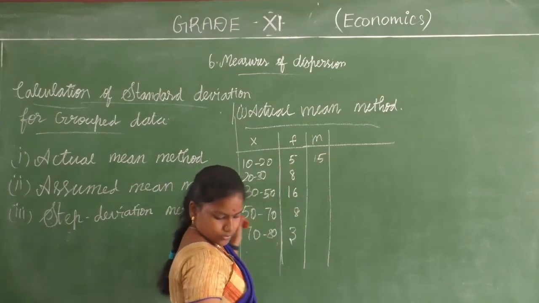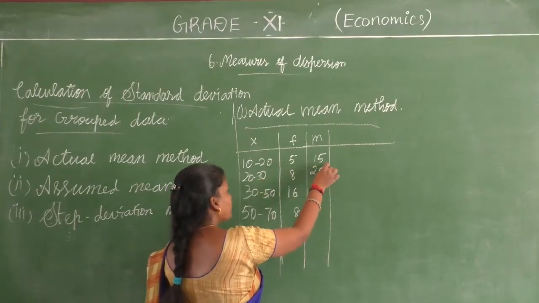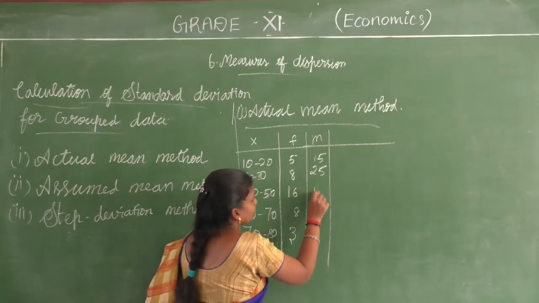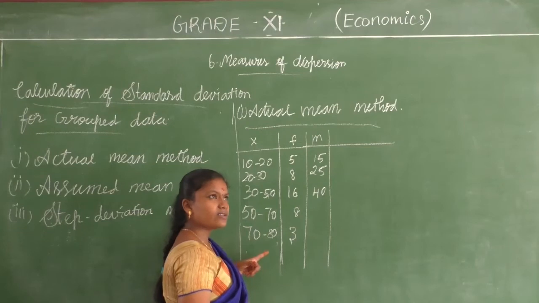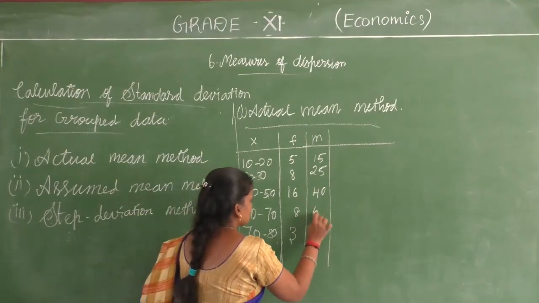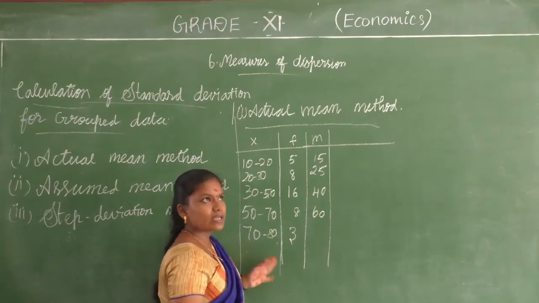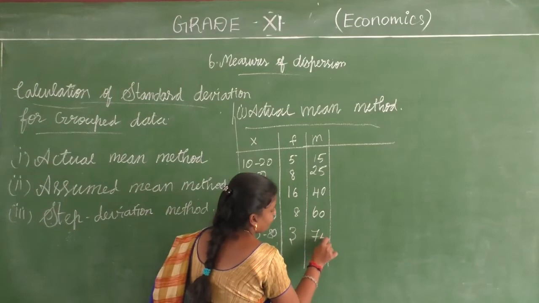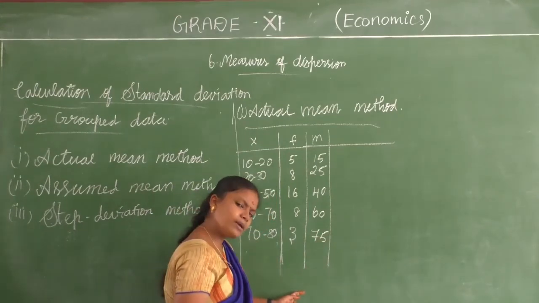Right, children? 20 plus 30, 50, 50 divided by 2, 25. 30 plus 50, 80, 80 divided by 2, 40. 50 plus 70, 120, 120 divided by 2, 60. 70 plus 80, you will get 150, 150 divided by 2, 75. This is your M.